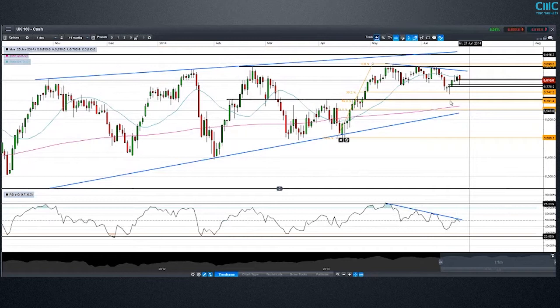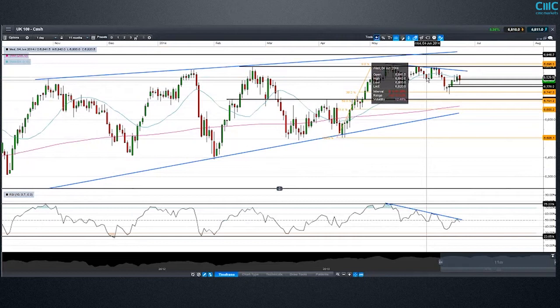Now, you may be wondering, why is the FTSE doing this when, if we look at the Germany 30, that made a new all-time high at 10,000 last week? We'll look at the chart of that next. But why is the FTSE not doing that? Well, paradoxically, it could be because the UK economy is actually doing the best. And so it's expected to be the first G7 nation to raise interest rates. And higher interest rates are generally speaking not good for stocks.